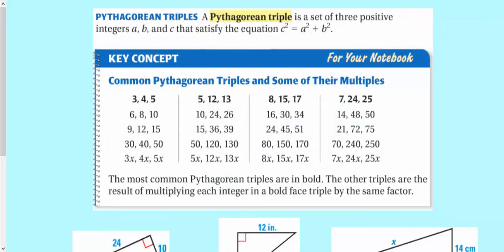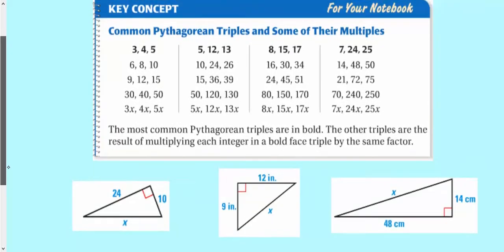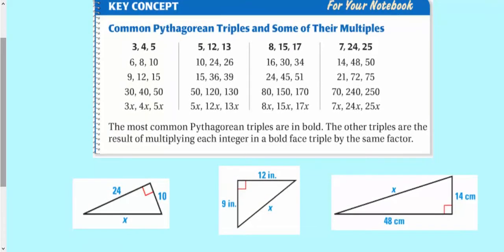This page here is all about Pythagorean triples. You don't necessarily need to know this. You just need to know what a Pythagorean triple is. A Pythagorean triple is 3 integers, positive integers, that satisfy the Pythagorean theorem. So like 3 squared plus 4 squared equals 5 squared. Or 5 squared plus 12 squared equals 13 squared. It just can save you a lot of time, like 10, 24, this one would be 26. It's that Pythagorean triple right there.